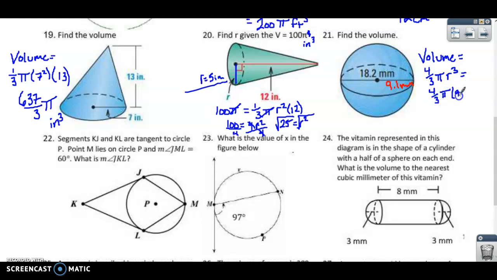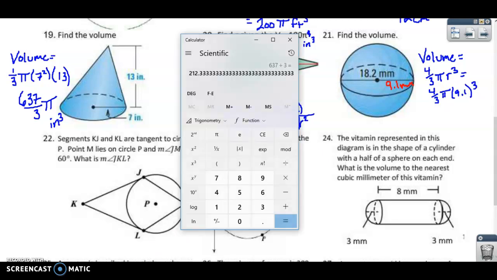pi times 9.1 cubed. Pull up the calculator again. Well, let's see, 9.1 to the third power, 753 and 571 thousandths. Let's just go ahead and multiply that by 4 and divide by 3 to multiply by our 4/3. I'm just going to leave pi there. So actually, let's just go ahead and multiply by pi, 3.14159. I'm sure there's a pi key on there somewhere, but that'll work.